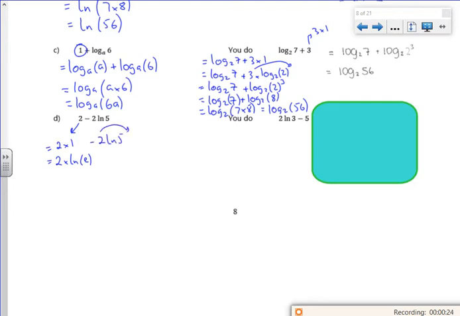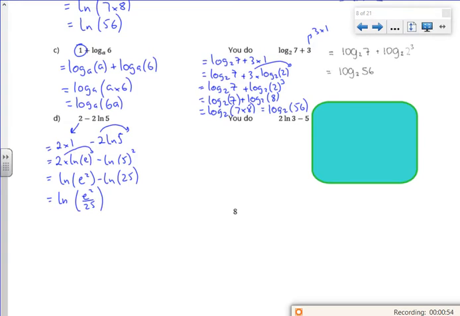Take the 2 up, I've got log of 5 squared. I'll take that up as well. So I've got log of e squared minus log of 25. The minus on the combining means divide. So I've got log of e squared over 25. There. That's messy, isn't it?